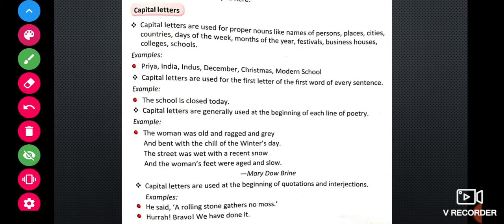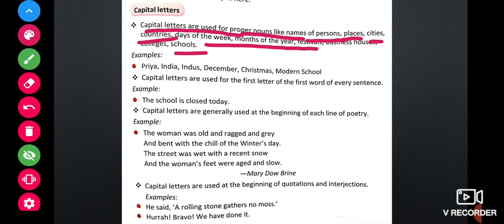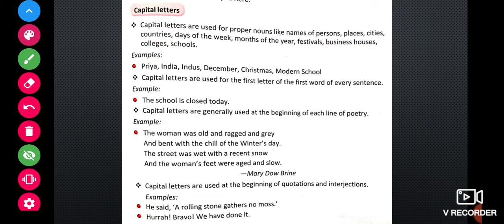Let us look at capital letters now. Capital letters are used for proper nouns like names of persons, places, cities, countries, etc. You know what are proper nouns. So capital letters are always used for proper nouns. The first letter of the proper noun should always be capital. These are the examples.